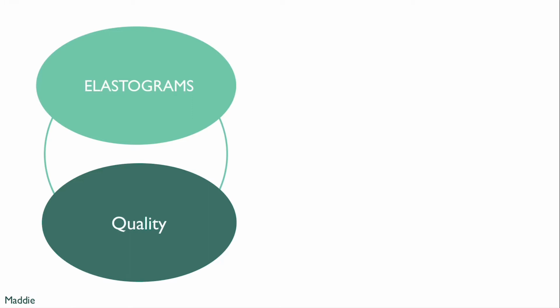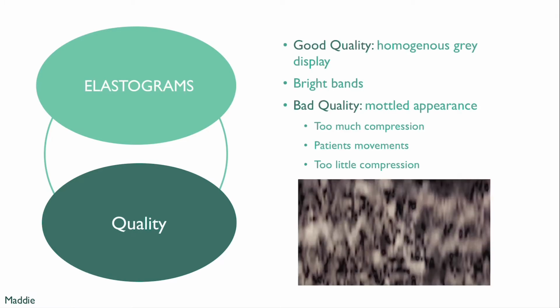Moving on to quality, we can talk about good quality and bad quality elastograms. Good quality elastograms are mostly a homogeneous display of gray. Bright bands may exist before and after stiff regions, but they're not reflective of real changes in tissue stiffness. We have to understand that the concentration of strain at the boundary is just a higher value, so it may appear brighter. Bad quality elastograms, however, appear mottled, speckled, or blotchy, just like the picture shows. It's difficult to properly diagnose a patient with an elastogram that is indiscernible.